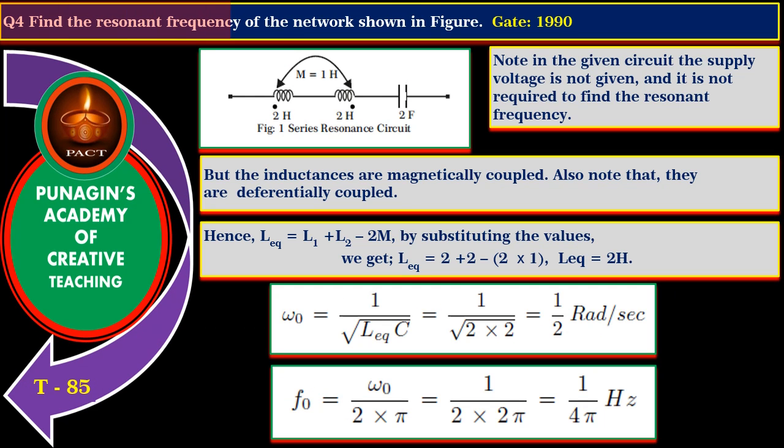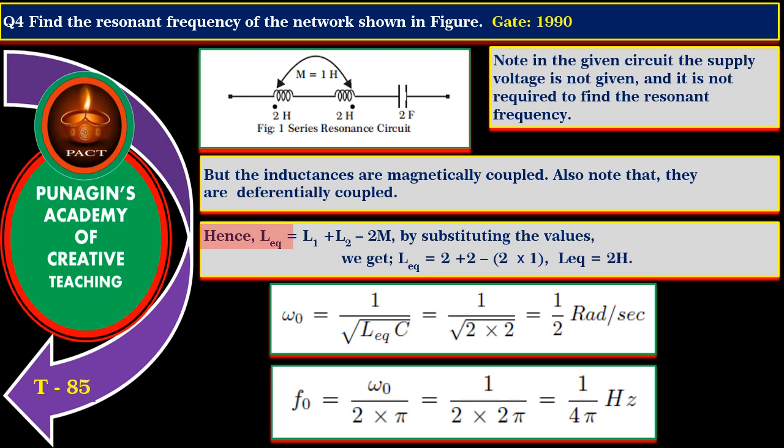Friends, finally, we shall solve question 4. Observe the given network. We are required to find the resonant frequency. Note that in the given circuit, the supply voltage is not given and it is also not required to find the resonant frequency. But see that the inductances are magnetically coupled and also note that they are differentially coupled.